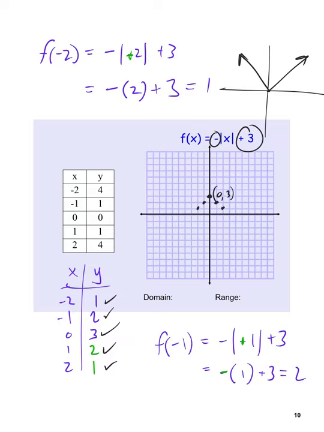As you can see, if I put 3 into this equation, I'd get negative 3, and negative 3 plus 3 is 0. So it looks like this. There's one, there's the other. So again, the translation up 3 units is why we're up here at the point 0, 3, rather than starting at the origin like we usually do. And the negative up front is why we're upside down.